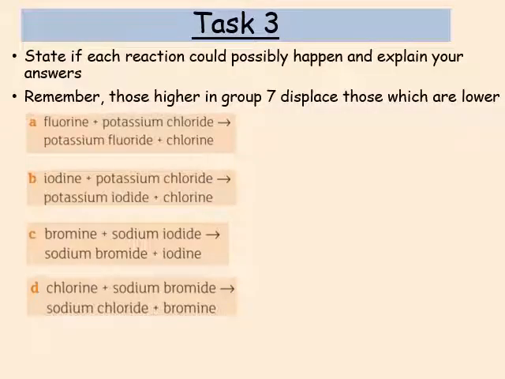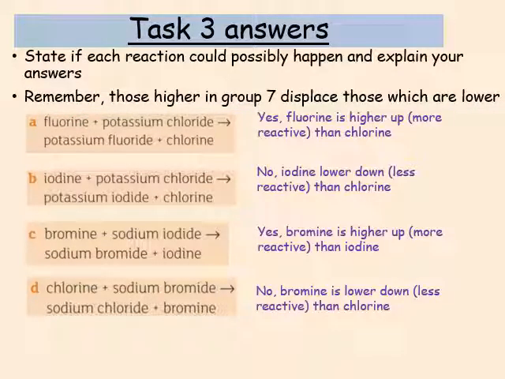Okay, so task 3. State if each reaction could possibly happen and explain your answers. Remember, those higher in group 7 displace those which are lower. Okay, you need to complete this in your Google form. So pause this video and go to your Google Sheet and complete it. Okay, and here are the answers.